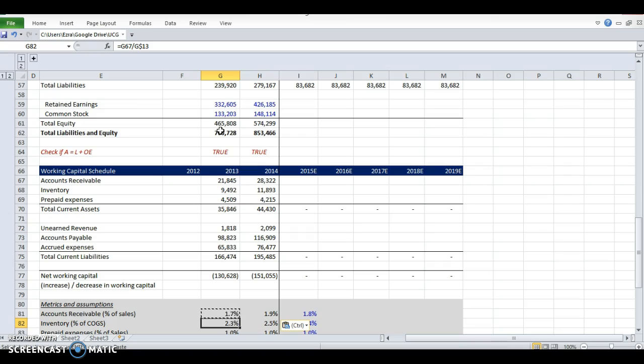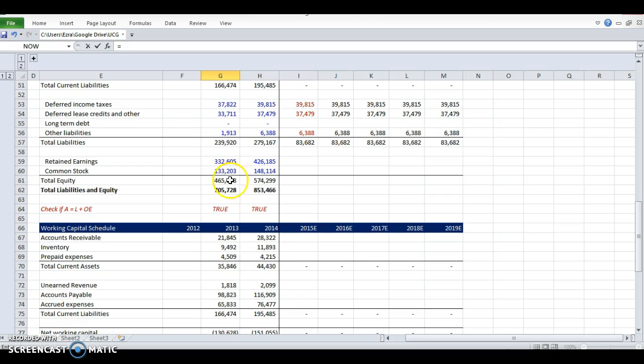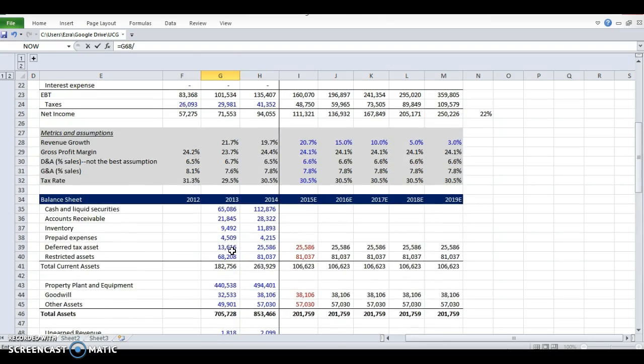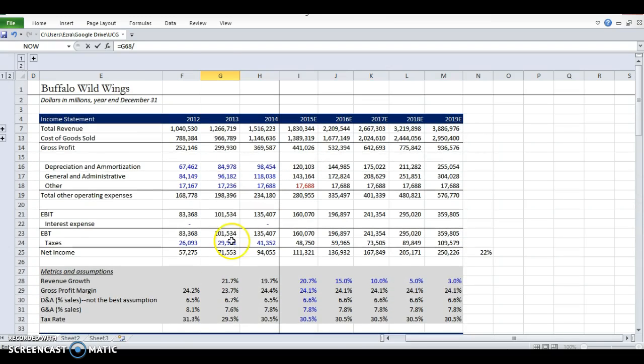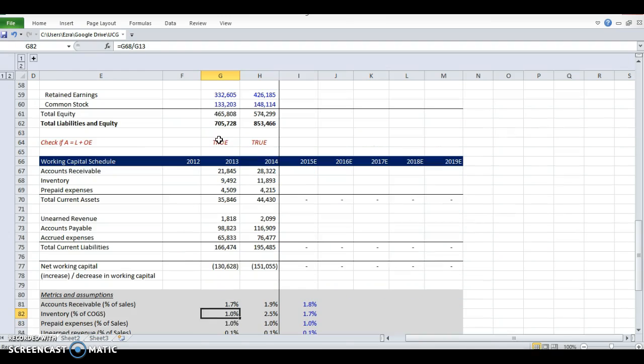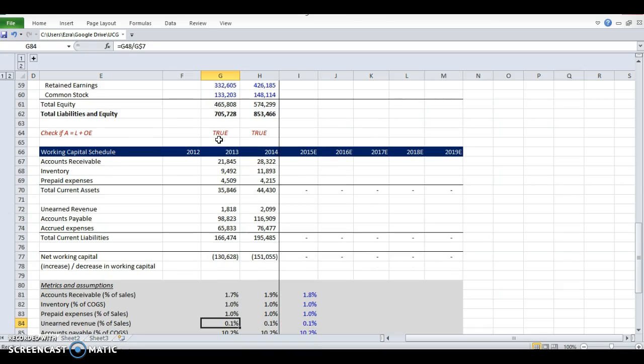Inventory is a measure of the cost, right? It's the amount of inventory we need to hold based on the amount of COGS that we have, cost of goods sold. So I'm just going to do this. There's other ways to do it too, but I'm going to do this as a measure of the cost of goods sold. It's 1% of cost of goods sold. It's pretty low. I have to look into that later.